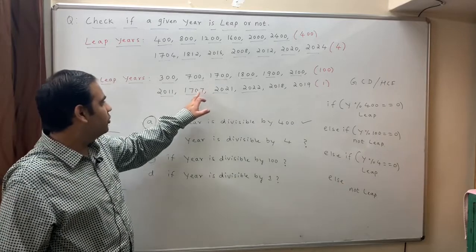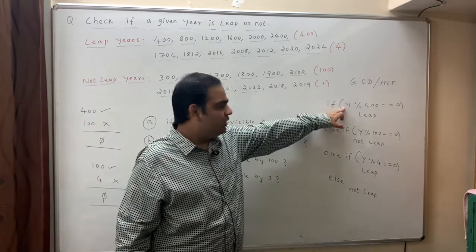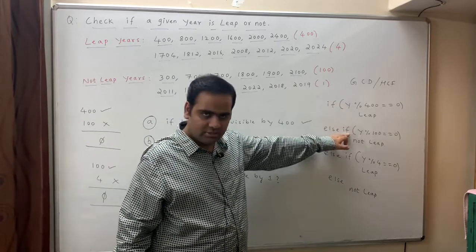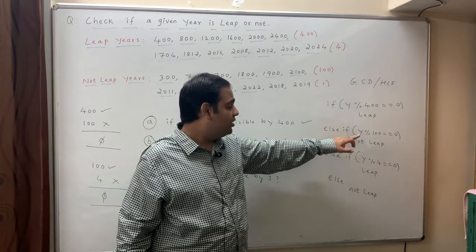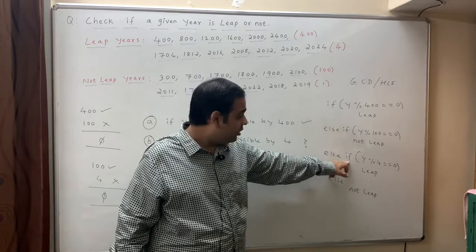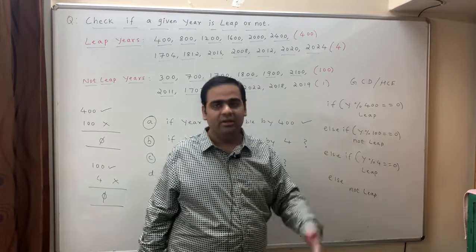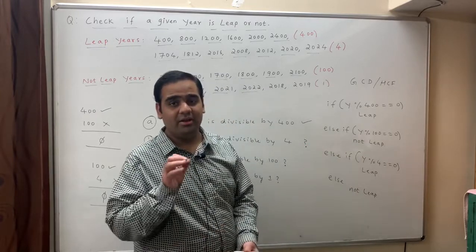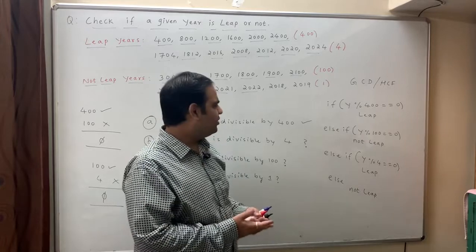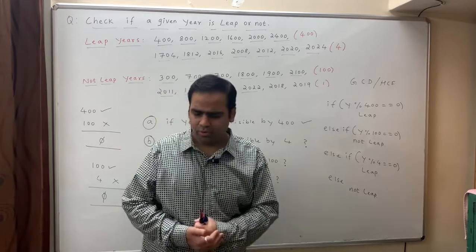Let's take 2021. This condition fails. Check the second condition. This also fails. Check the third condition. This also fails. All the conditions fail. Therefore, it should execute the else block and it says it's not a leap year. That's how simple this program is.